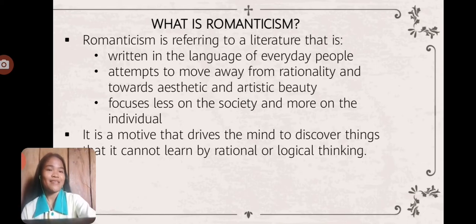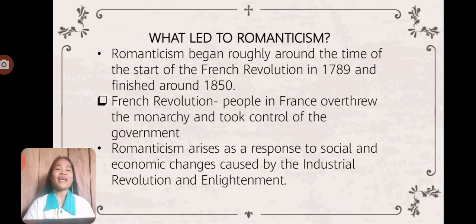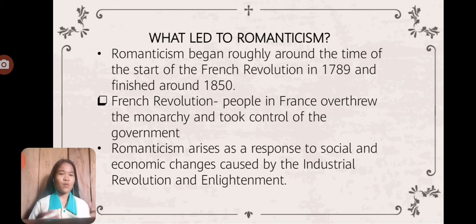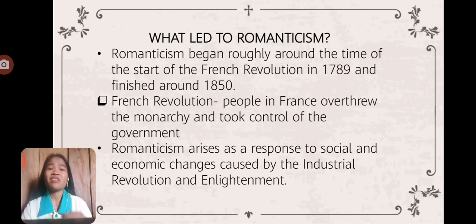That is Romanticism. What led to Romanticism? This is the second objective. So we're going to answer what led to Romanticism. What is the reason why Romanticism or the Romantic period arises? Romanticism began roughly around the start of the French Revolution in 1789 and finished around 1850, as I've said a while ago.